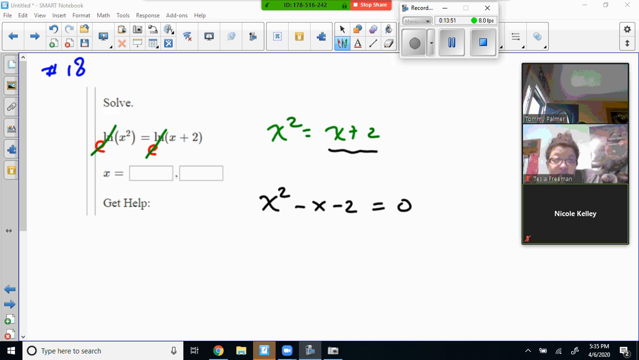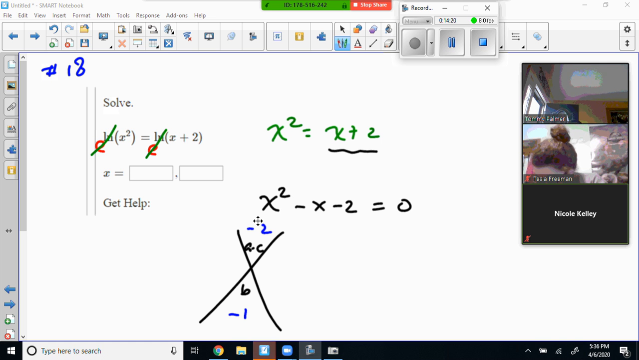You got a quadratic now. Y'all remember how to solve a quadratic? You can do quadratic formula, or you can factor it. I apologize for that, but you can do this right here. You know, this is a times c, right? And here's your b. So 1 times negative 2 gives me negative 2. And then this has to be negative 1.